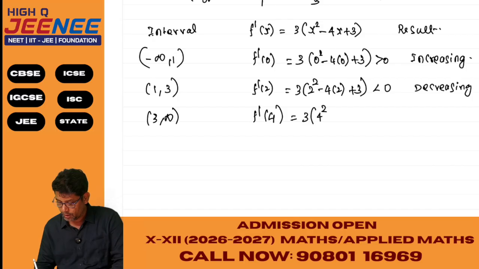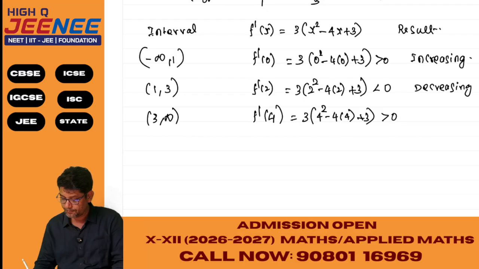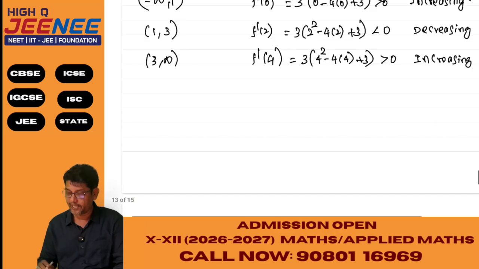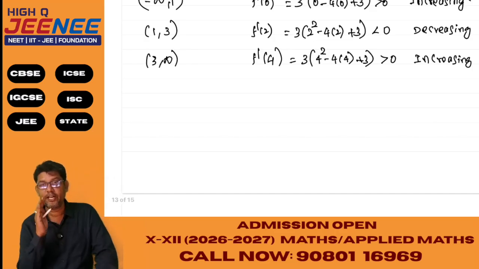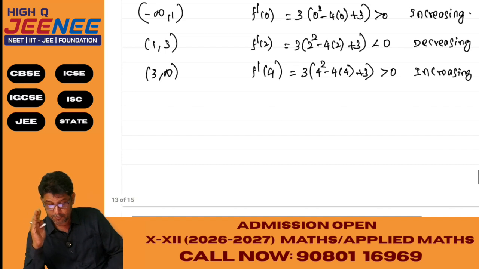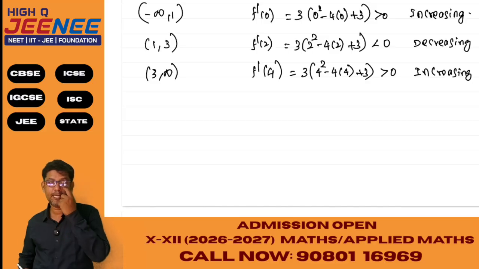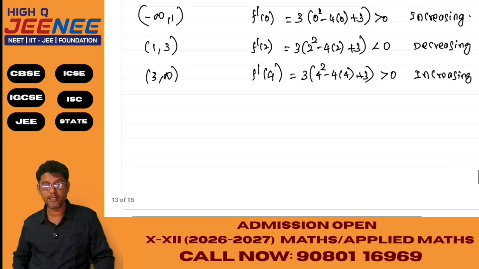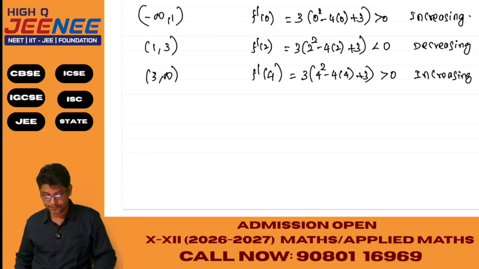3 into 4 square minus 4 into 4 plus 3. Is it greater than 0? So increasing. So I think the final result you can write. Am I right, my dear? Therefore, f of x is increasing at minus infinity comma 1 union 3 comma infinity, decreasing at 1 comma 3. That's it. As simple as it is, my dear. Clear? Yes?